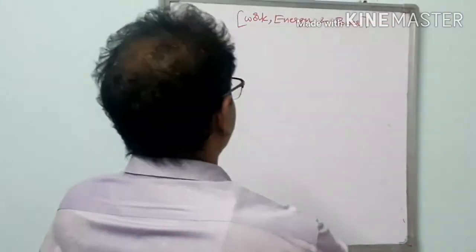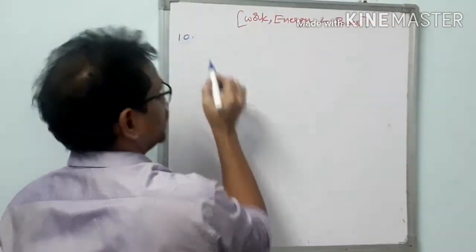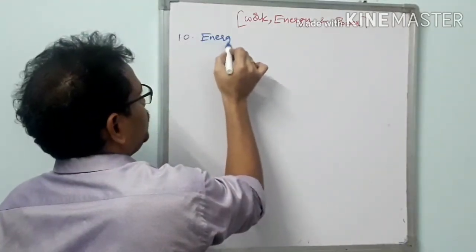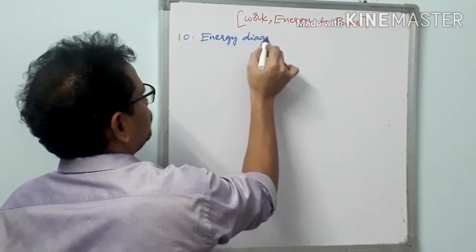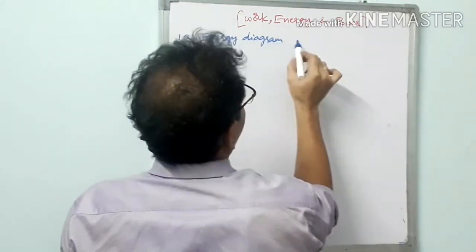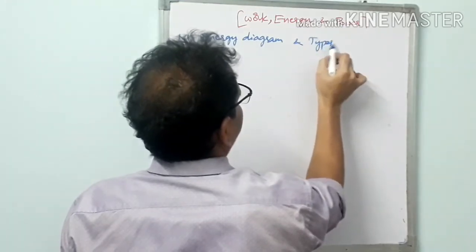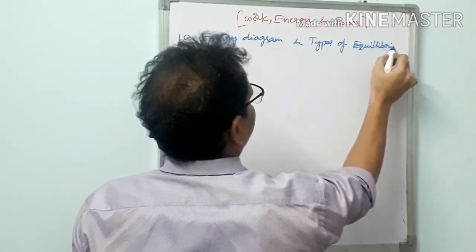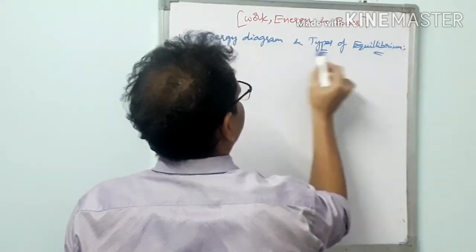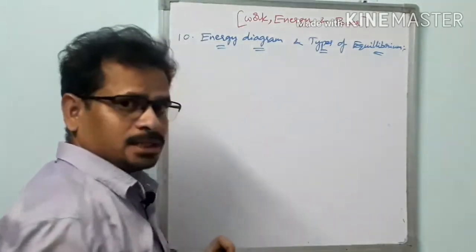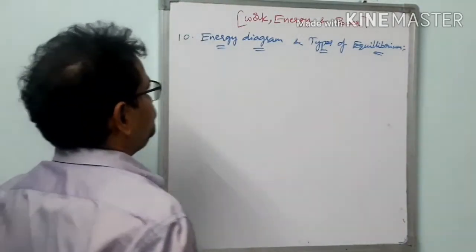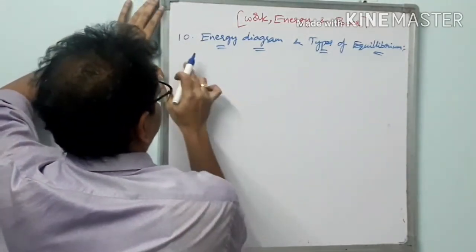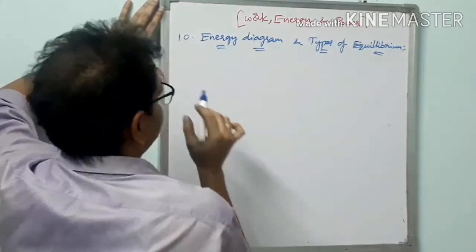See, next one is the tenth one, energy diagram and types of equilibrium. So energy diagram and types of equilibrium. Let us consider the energy diagram of a spring force.